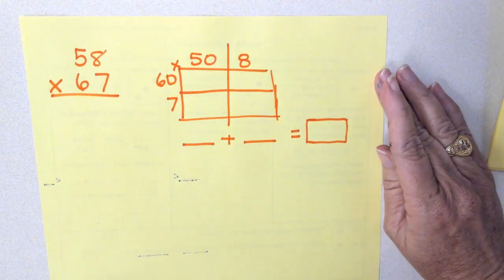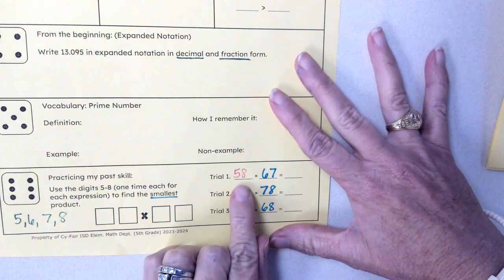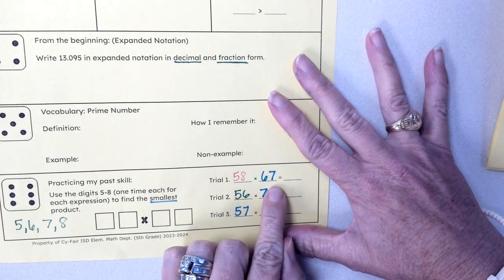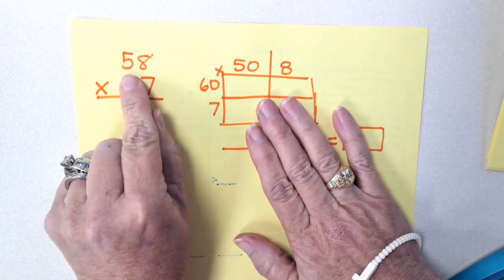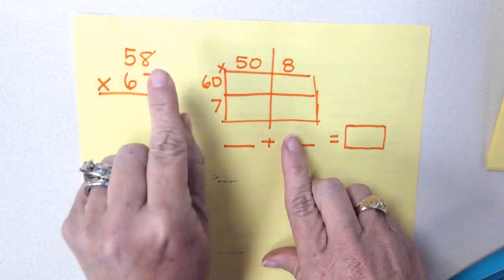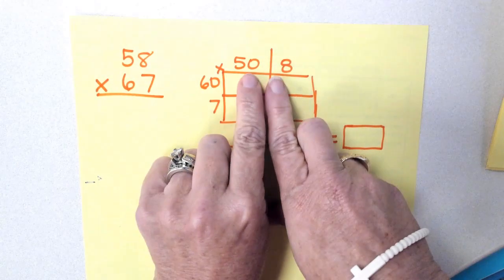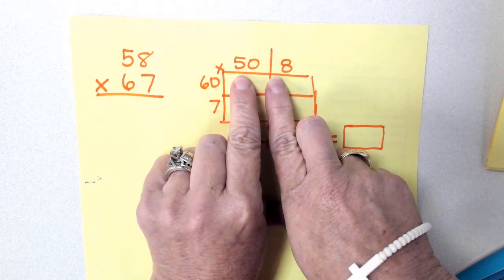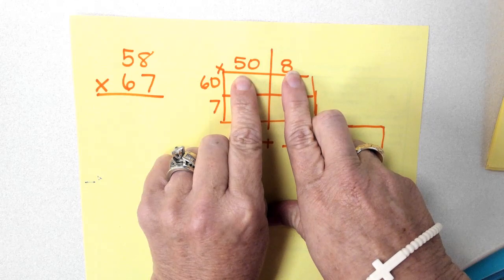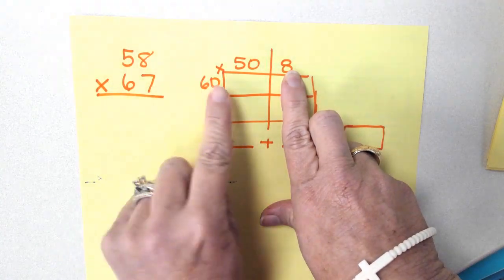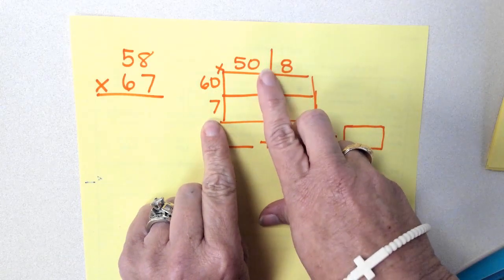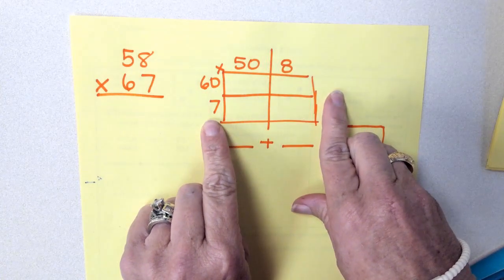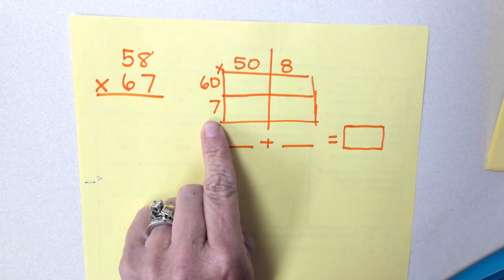Okay, so from the front, we know that we have 58 times 67. And so, reminding ourselves about how to multiply, one way you can multiply is you can take the number 58 and decompose it down into 50 and 8, right? You can take the number 67 and decompose that into 60 and 7. And then I made these little boxes. Almost looks like a little window pane, doesn't it?